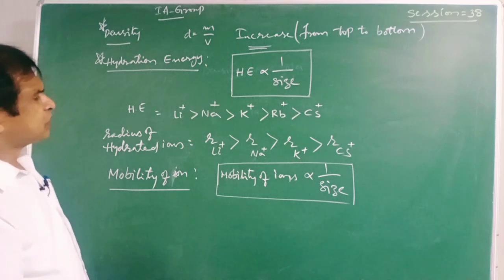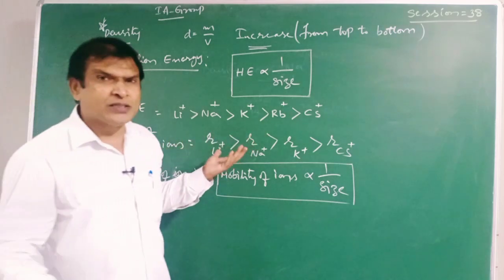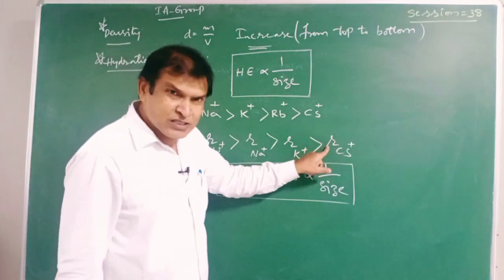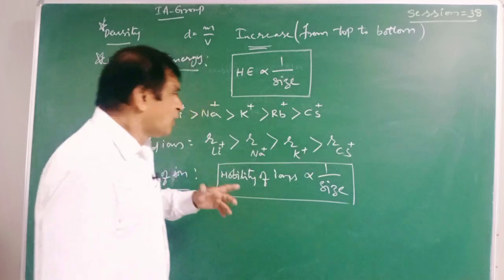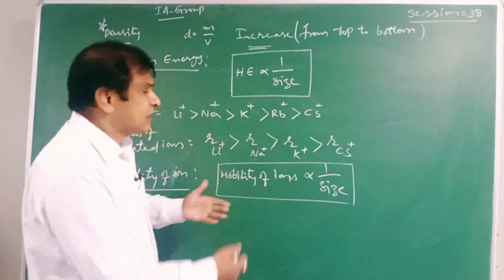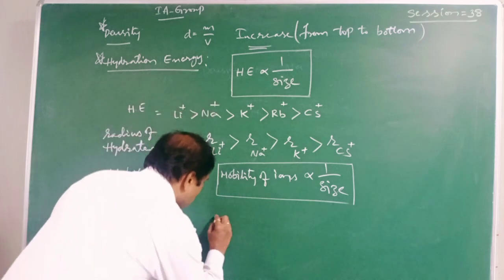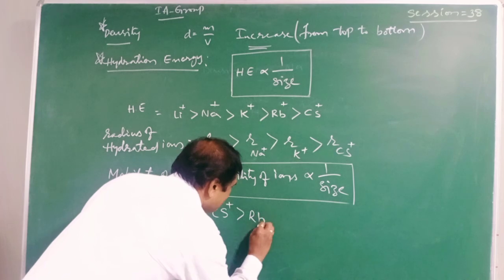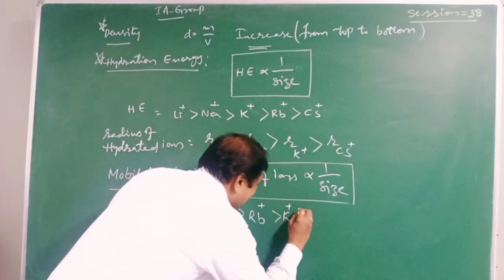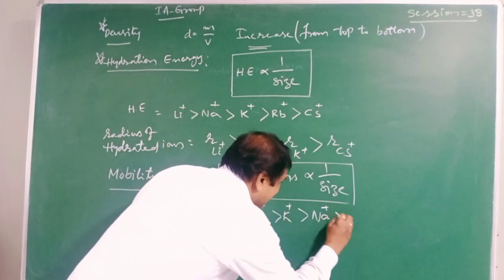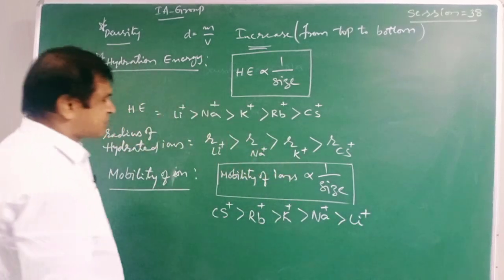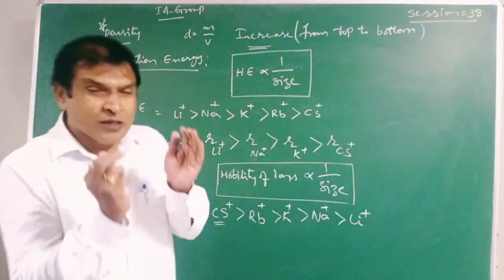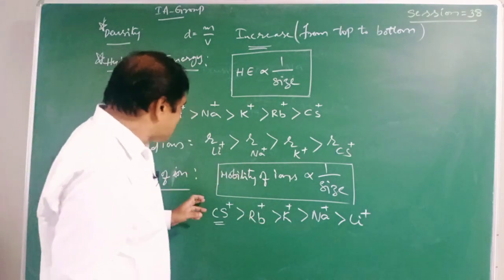In the aqueous solution, lithium ions are very much larger in size and cesium ions are very small in size due to least hydration energy. So which ions will move faster? Cesium ions. So the mobility of ions: cesium greater than rubidium, greater than potassium ions, greater than sodium ions, greater than lithium ions. Cesium ions move faster because of the small size. That is in aqueous solution.